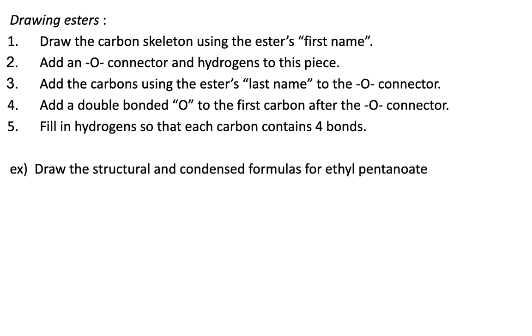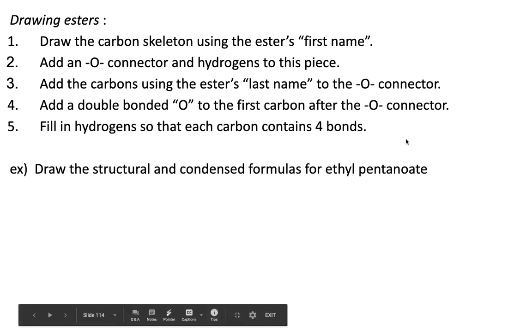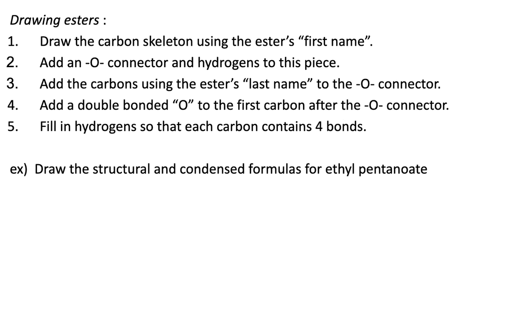All right, so first thing I'm going to do is take the first name. I'm going to draw the carbon skeleton. I'm drawing ethyl pentanoate. So the first name is ethyl. I'm going to draw two carbons. Then I'm going to put the oxygen connector that I talked about. Right, there's the oxygen connector.